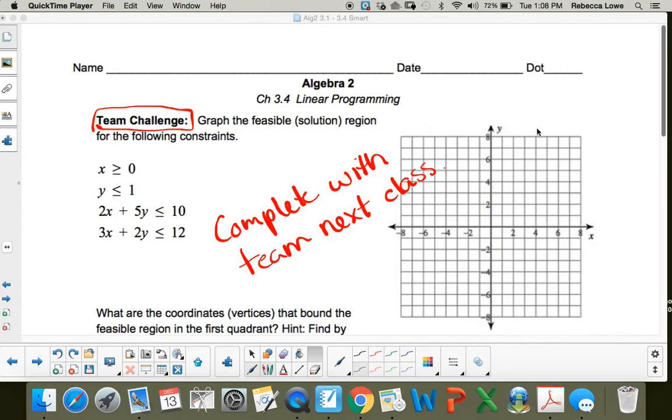This is the Algebra 2 Chapter 3.4 Linear Programming lesson.